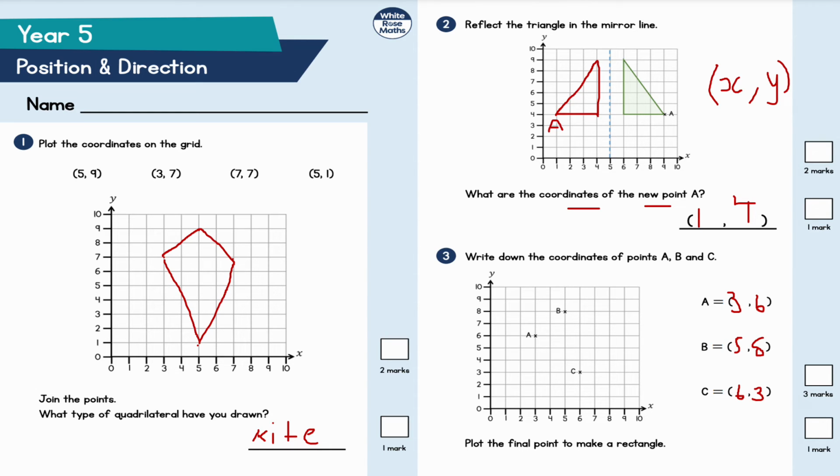Plot the final point to make a rectangle. So it's going to be here, isn't it? Because what I did here was I looked at my diagonals, and if you look here, that makes a rectangle. If you're interested, the coordinates of the last one is 8, 5, for point D, let's say. But it said plot it, and I have actually plotted it there.